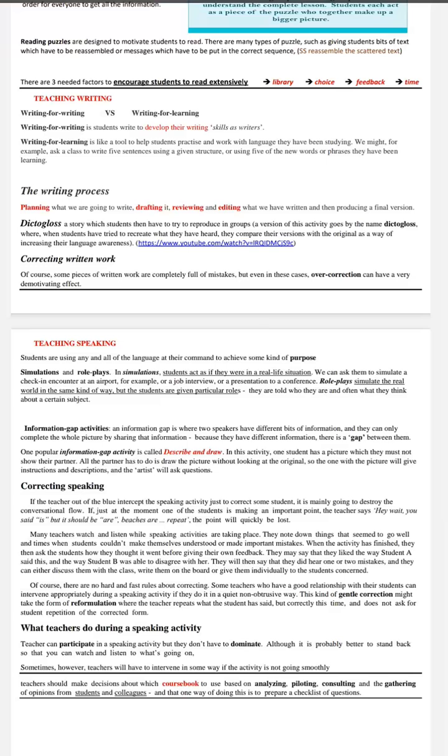Reading puzzles are designed to motivate students to read. There are many types of puzzles, such as giving students sets of text which have to be resampled, or messages which have to be put in the correct sequence. Resample the scattered text.